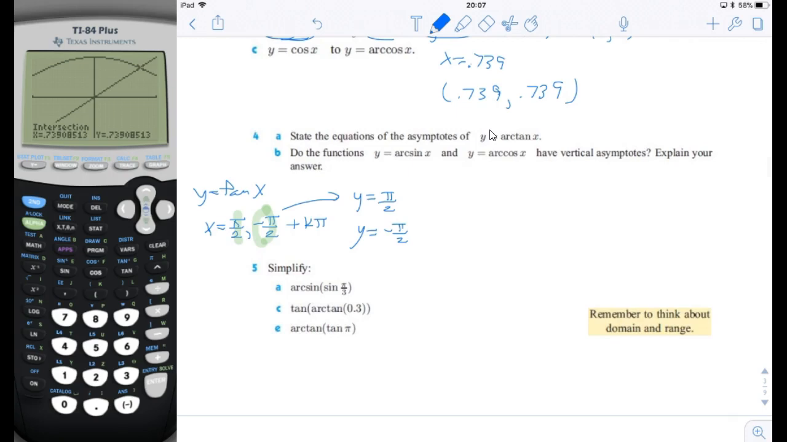Okay. B, do the functions arcsine of x and arccosine of x have vertical asymptotes? Okay, explain your answer. Well, if you remember what the form of arcsine of x and arccosine of x is, basically arcsine of x looks kind of like this.